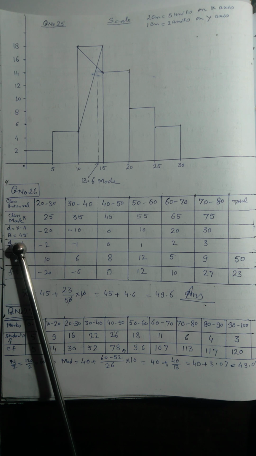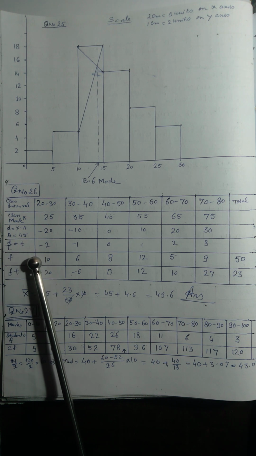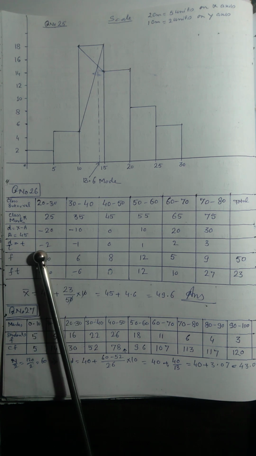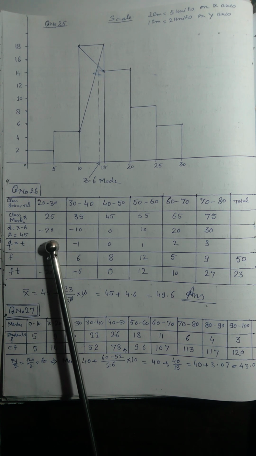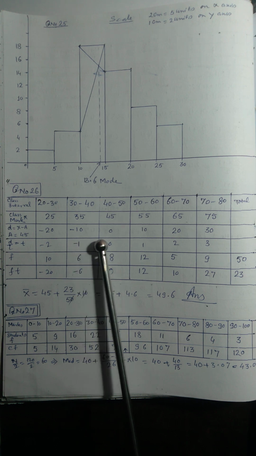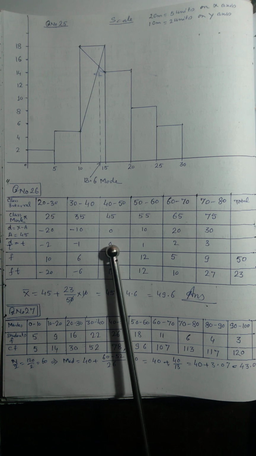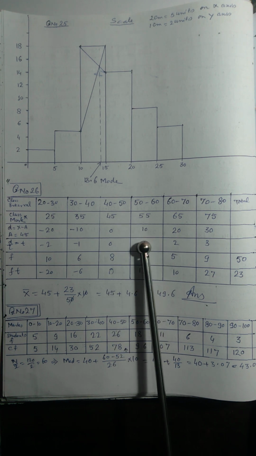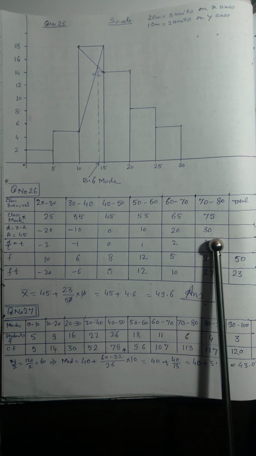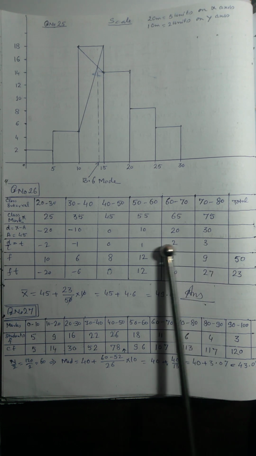Now take the deviation. First of all, we have to take assumed mean. Here I have taken the assumed mean 45. So 25 minus 45, minus 20, 35 minus 45, that is minus 10, 45 minus 45, 0, 55 minus 45, 10, 65 minus 45, 20, 75 minus 45, 30.